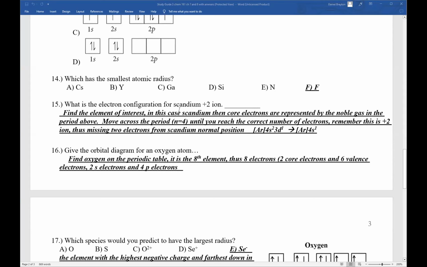What's the electron configuration for scandium 2+ ion? So, well, the answer is already down here.